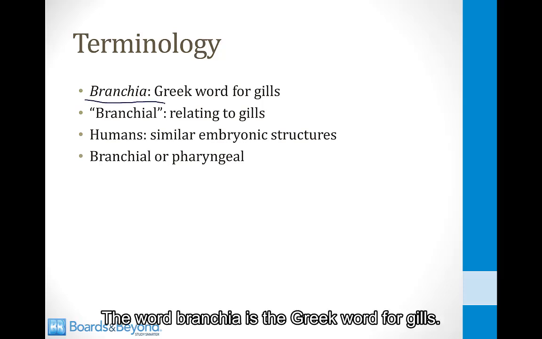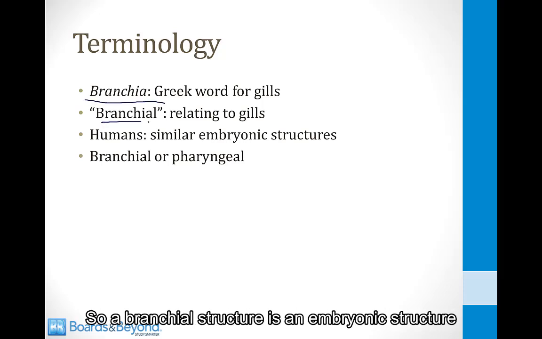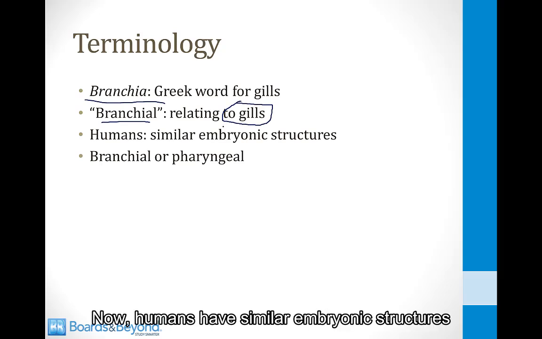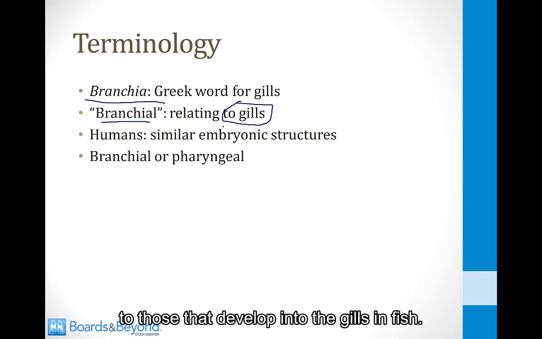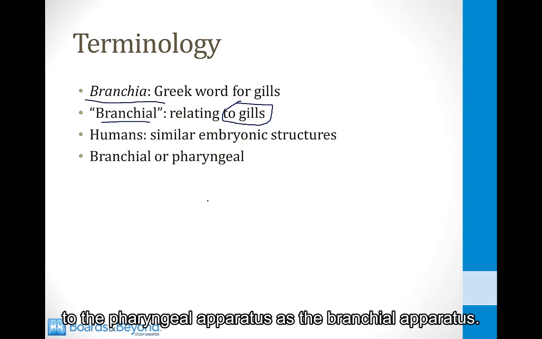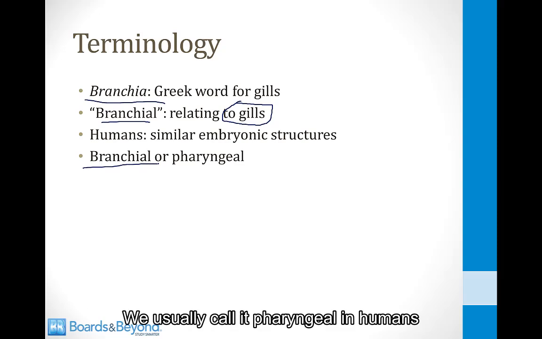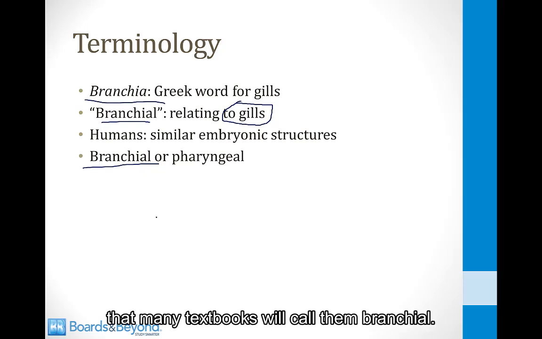The word branchia is the Greek word for gills, so a branchial structure is an embryonic structure that develops into the gills in fish. Now, humans have similar embryonic structures to those that develop into the gills in fish, so you will sometimes see textbooks refer to the pharyngeal apparatus as the branchial apparatus. It means the same thing. We usually call it pharyngeal in humans because humans do not develop gills, but the embryonic structures are so similar that many textbooks will call them branchial.